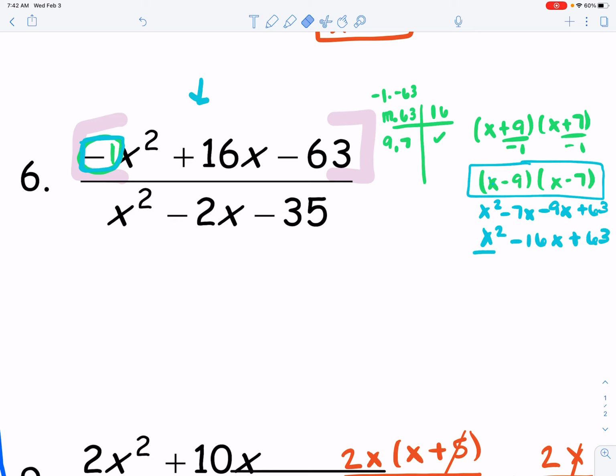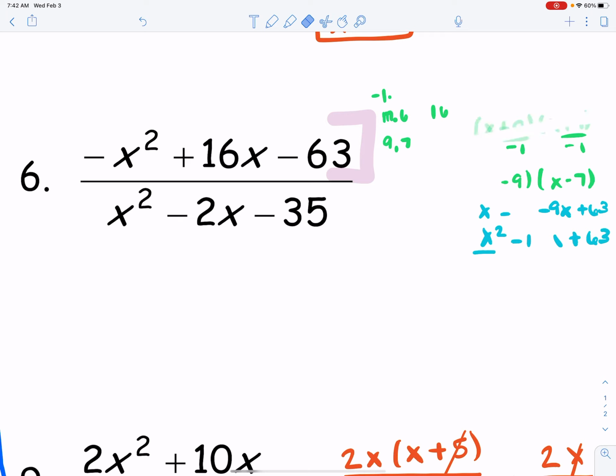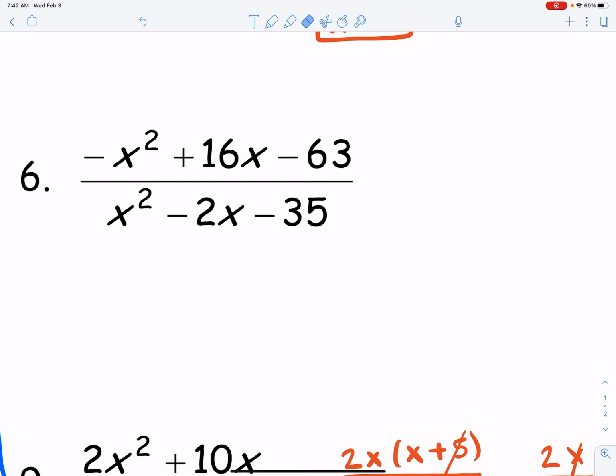So anytime you see an a value that is a negative number, you cannot go to this first. You have to take the negative number out first. And I didn't do a very good job of making that a big deal when we first learned how to factor. So here's what we've got. A is -1. Step 1. We're going to take the -1 out, and we're going to figure out what's left over. So -1x squared divided by -1 is positive x squared. 16 divided by -1 is -16x. -63 divided by -1 is positive 63.